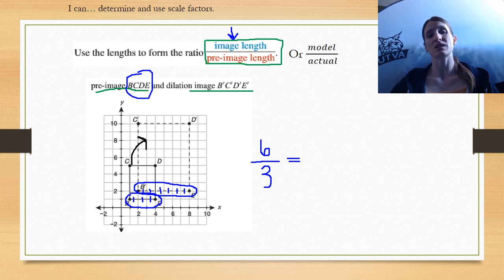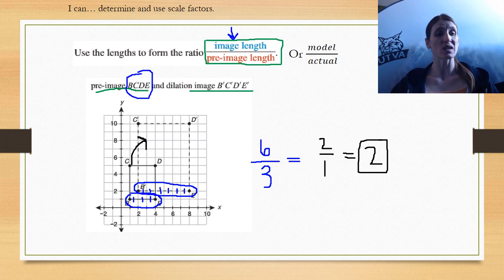So if I do 6 divided by 3, or I reduce that, I really get 2 over 1, which is the same thing as 2, right? And so I know that this looks right, because I'm getting a number greater than 1. I'm getting 2. Okay, something else you need to know. Is this positive or negative?